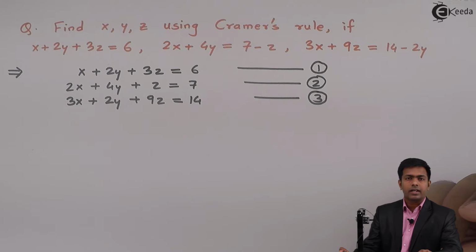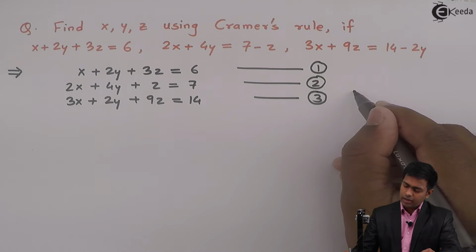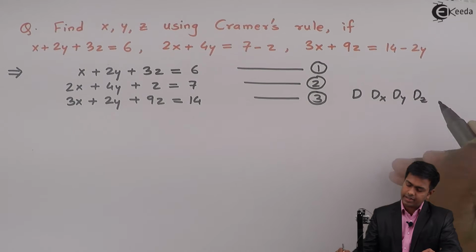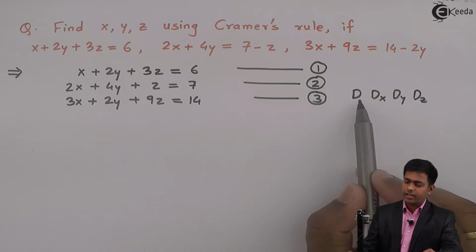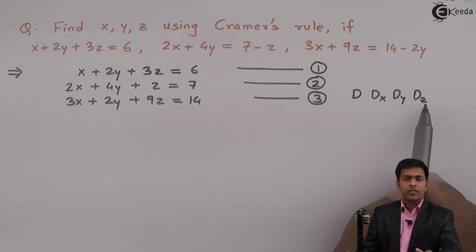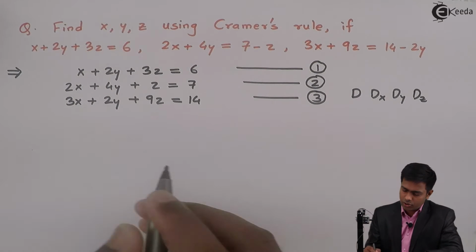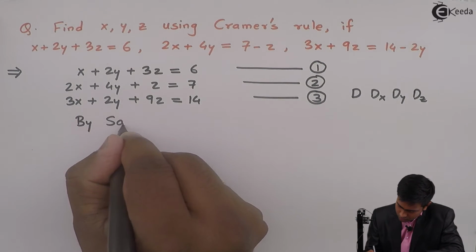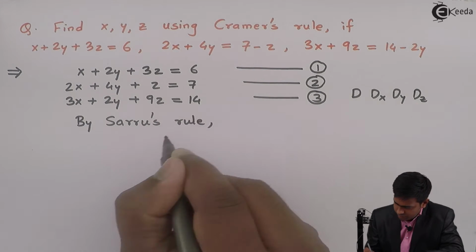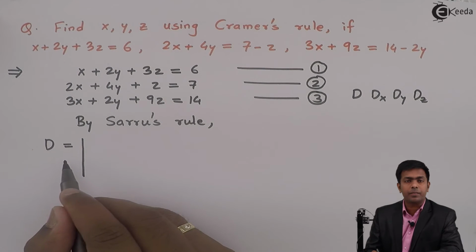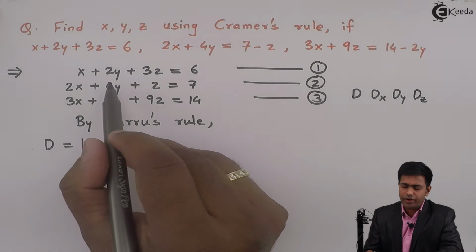So now we will apply Cramer's rule. To use Cramer's rule we want the values of d, dx, dy and dz, and to get these values we are going to use Sarrus's rule. So by Sarrus's rule we can get the value of these four quantities. So by Sarrus's rule, d is equal to, now d is nothing but the determinant of coefficients of variables.